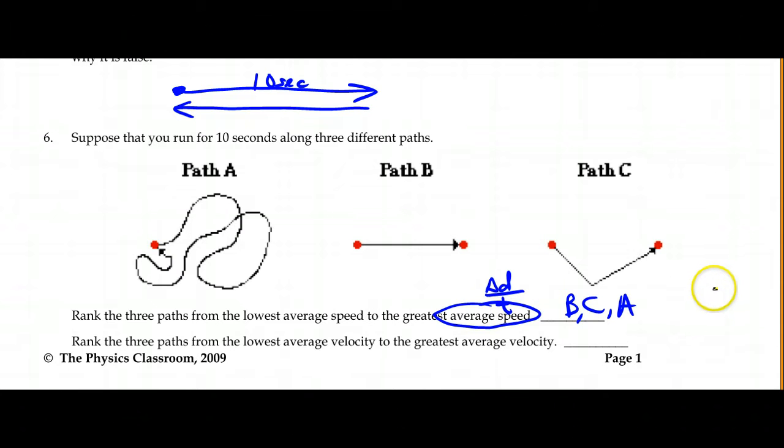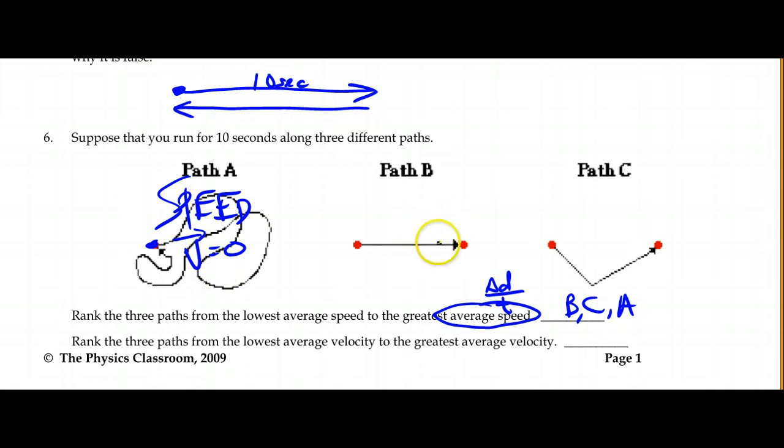Now, if we're talking velocity, the answers are not going to be the same in this case. Again, that's the change of position. Now, this would have been the biggest speed, but its velocity, which is a vector, is 0. Why? Because we came back to exactly the same position that we started from. So this actually has a velocity of 0.